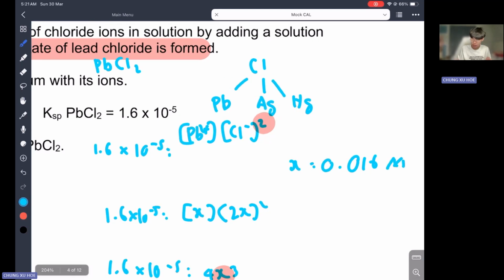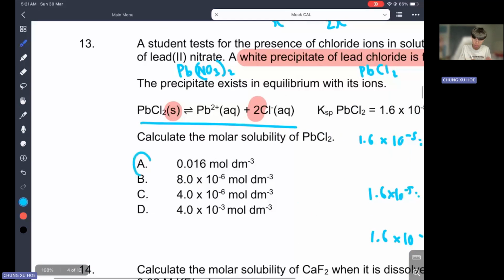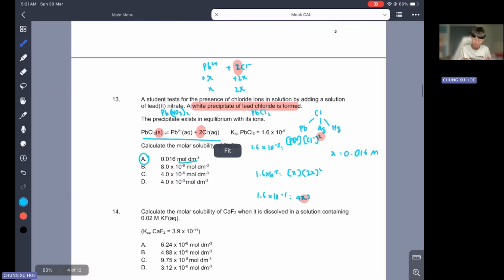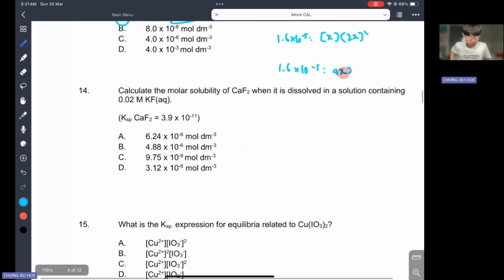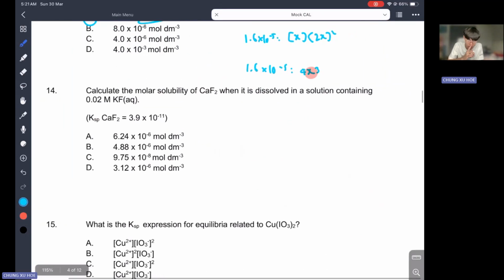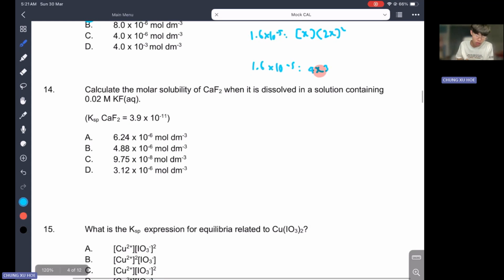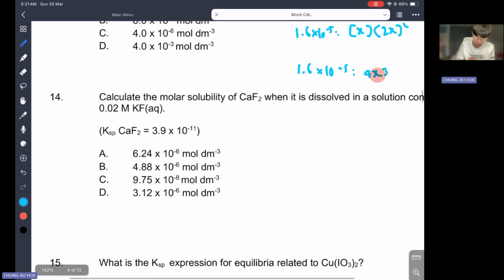0.016. So your answer will be 8. Oh, sorry, in terms of mole per dm³. Question 14. Calculate the molar solubility of CaF2 when it dissolves in a solution containing 0.02 mole of KF. Okay, I am going to do it a bit faster.